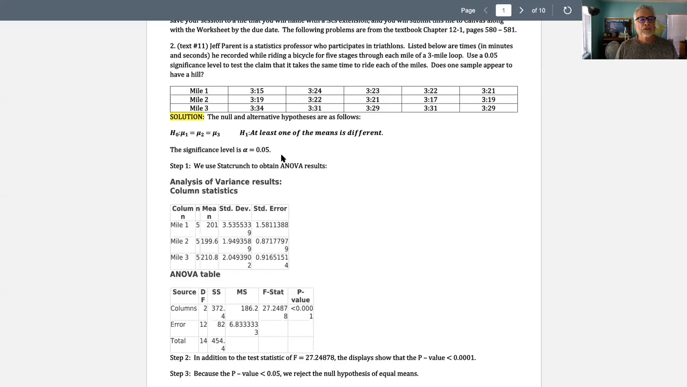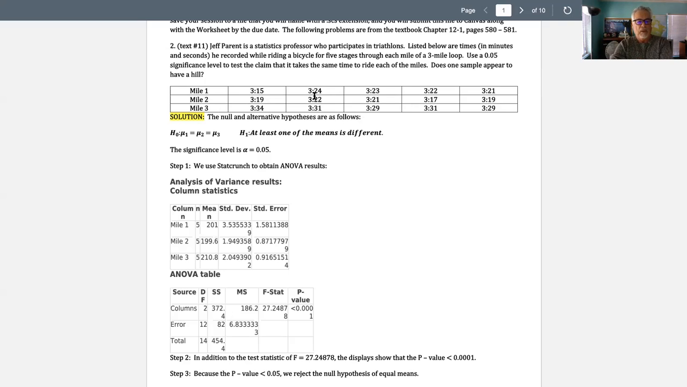All right. So again, we'll use our procedure of listing the null and the alternative. So what we're going to do is test at the 0.05 significance level a claim that it takes the same time, and we're talking about the average time to ride each of the miles, okay? So here we have each of the loops. They're a mile in length, and these are the times at the 5 stages that he recorded.